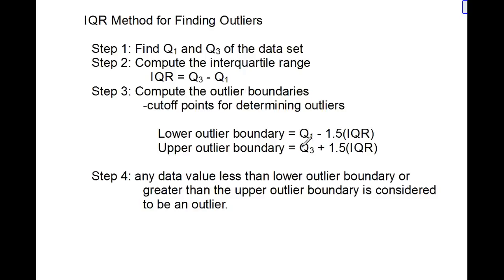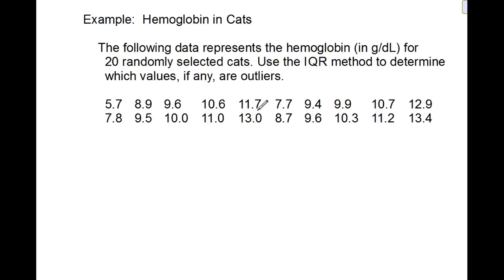To find our upper outlier boundary, we take Q3 plus 1.5 times IQR. Anything greater than this boundary will be considered an outlier. Now let's look and see what this actually means and how we would actually calculate it.